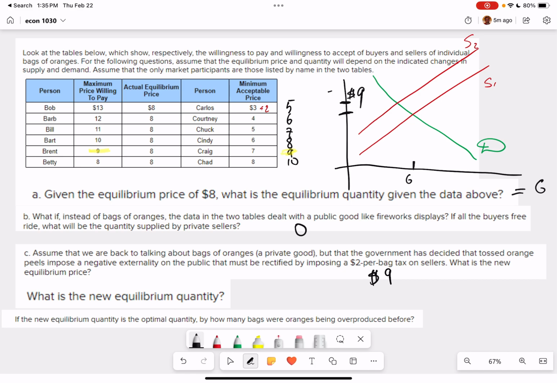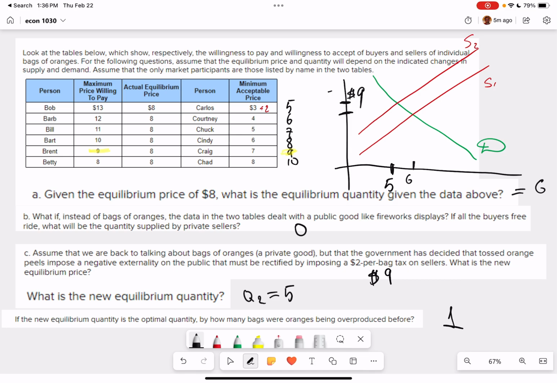What is a new equilibrium quantity? Well, now we've lost one transaction that we had, so now only 5 transactions will happen. The new quantity, a little less here, a new quantity will now be 5, I'm sorry, one less, 5. So new quantity will be 5. And lastly, if the new equilibrium quantity is an optimal one, how many bags were overproduced before? Well, before it was one more, so we were over allocated by 1 unit.